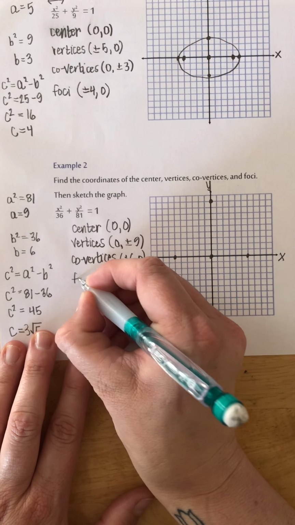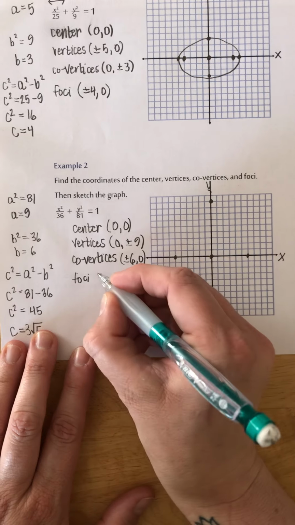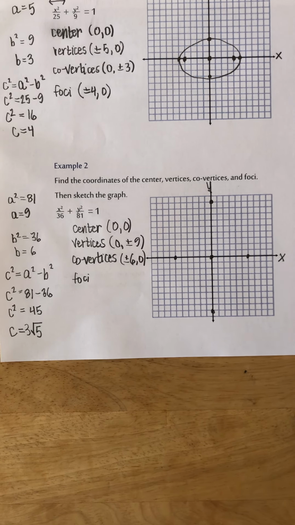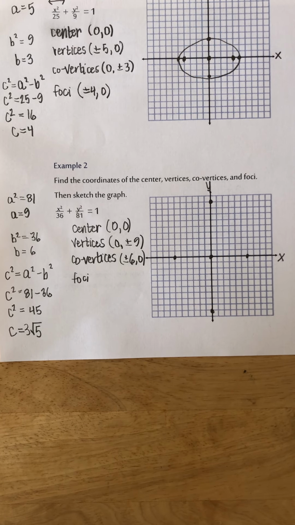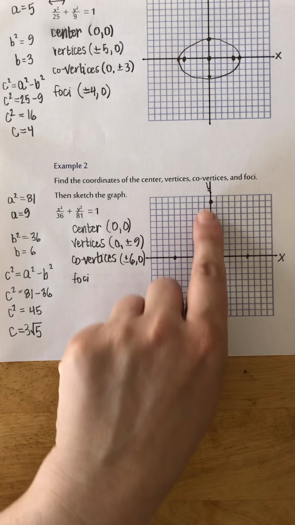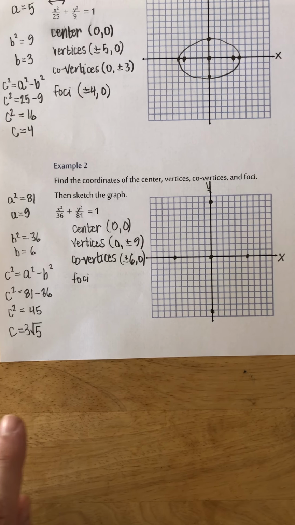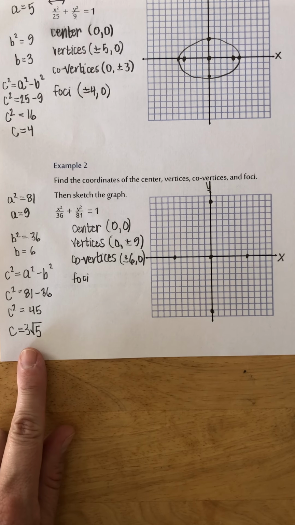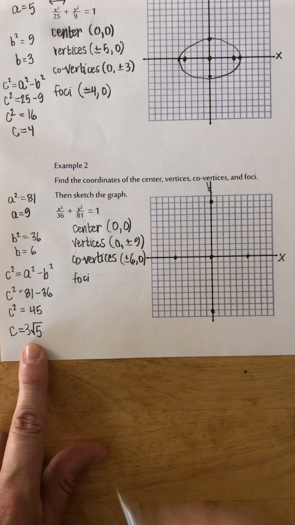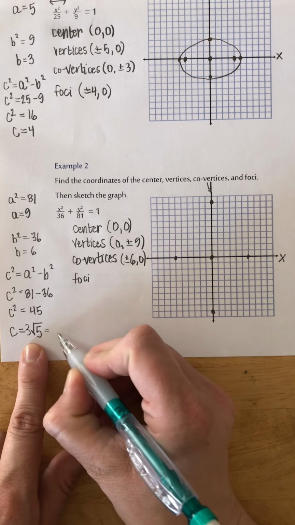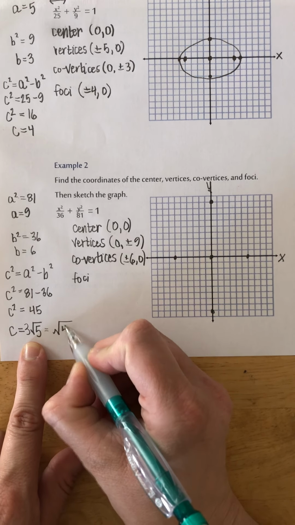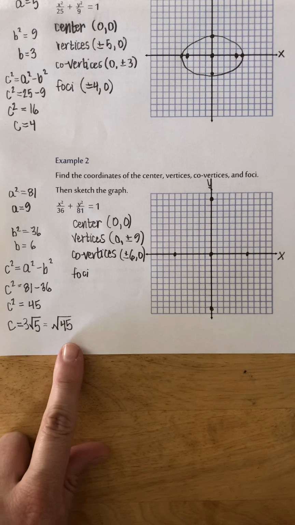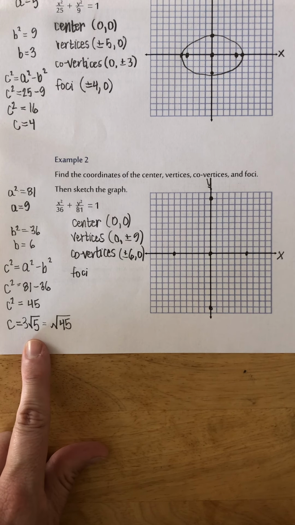All right, now I need the foci. Okay, so remember foci, they're going to go the same direction that your vertices went. The vertices for us went up and down. So we need to go up and down 3 on the square root of 5. But let's talk about where that is, because what if we don't really know that number? Well, that came from having the square root of 45. Remember, we broke that down to get 3 on the square root of 5.